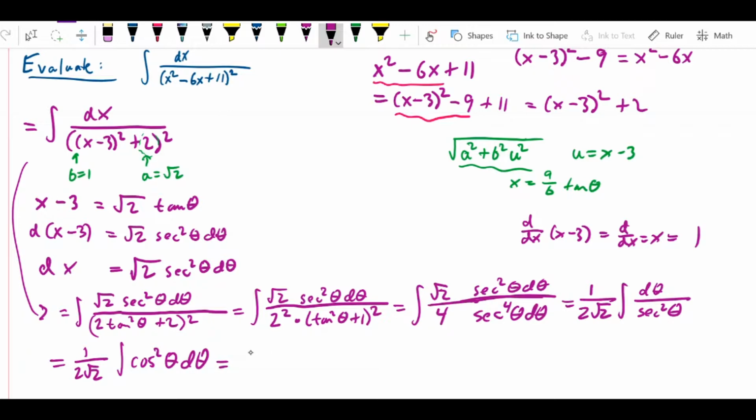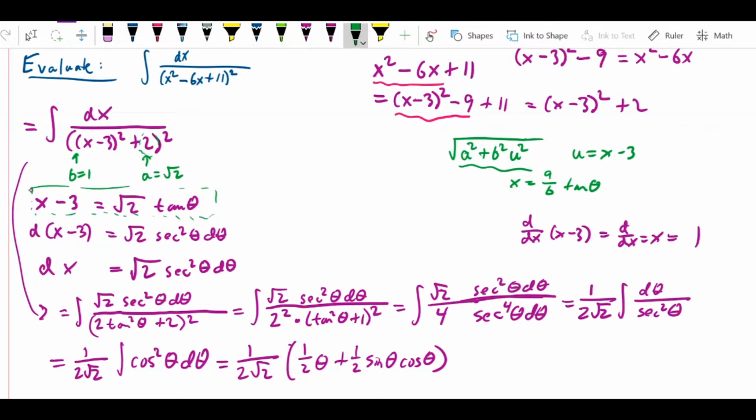If you go back to the first problem that we did, or sorry, the second problem we did, I think it was, the integral of cosine squared theta is 1/2 theta plus 1/2 sine theta cosine theta. Okay, so we need to draw the triangle. Let's go back to here.